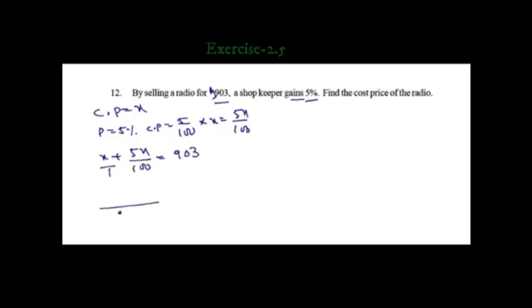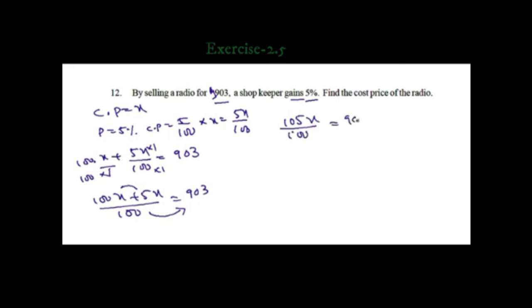Now you should take the LCM of this, 100, you will get 100. Then denominator multiply with 100, so numerator multiply with 100, that is 100 times x, plus 1 into 5x, which is equal to 903. Now transfer this 100 to the right side, it will become multiplication, and in the numerator you can add 100 and 5, that will become 105 times x by 100, which is equal to 903. Then 105 x is equal to 903 into 100. Then transfer this 105 to the right side, then 903 into 100 by 105 you will get.